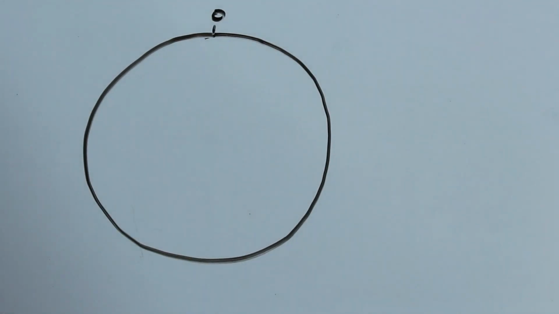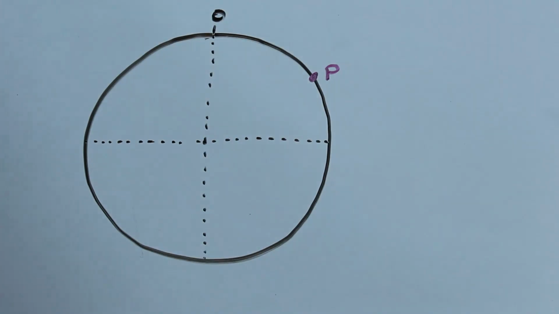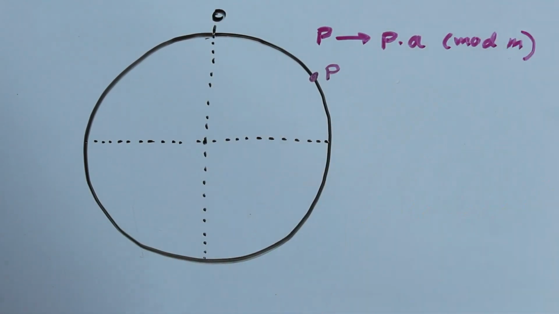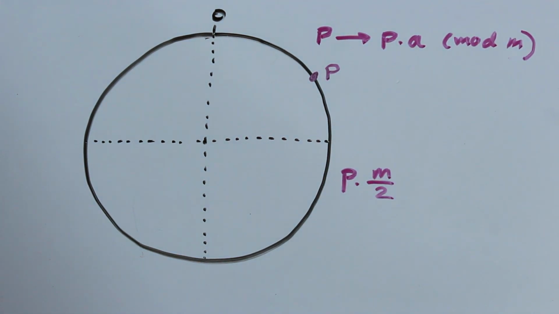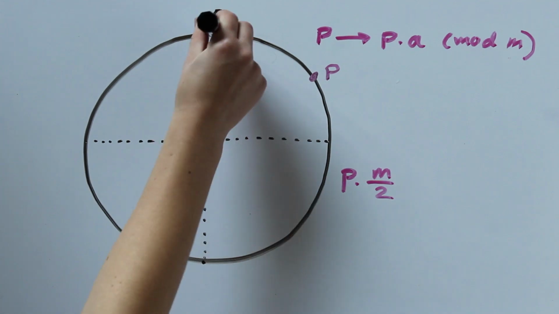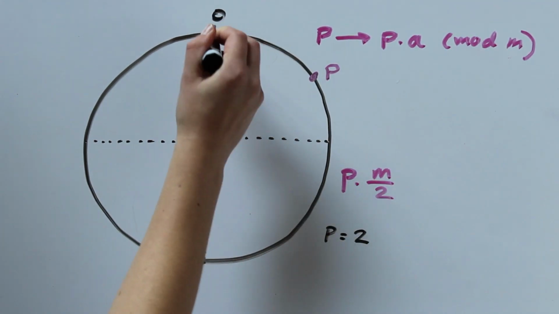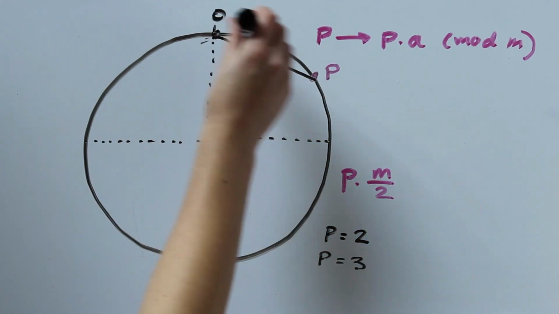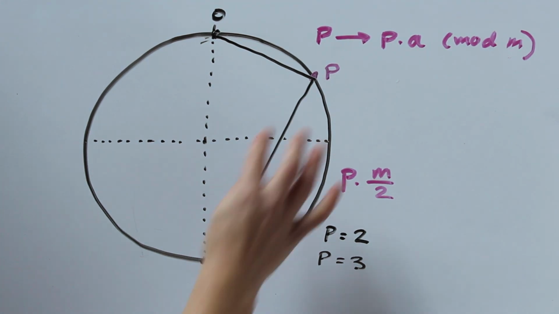So to understand why this happens, let's choose a random point on the circle, P, and consider where P times A will land. We can think of P times M over 2 as going halfway around the circle P times, starting from 0. If P equals 2, then we'll land at 0 again and make a full rotation. If P equals 3, then we'll make 1.5 rotations and land on M over 2.